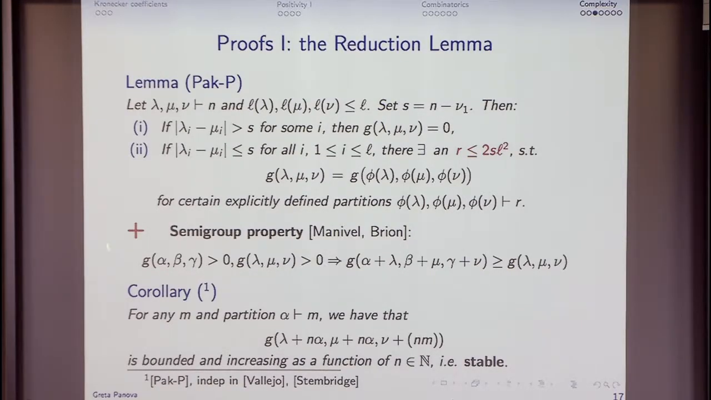And if you add again this semigroup property, the fact that you can go down also means that if you go up too much, you are going to get a constant Kronecker coefficient. So you can translate this statement in terms of what's now called generalized stability. If you add multiples of a partition to two of the partitions and a long row, then eventually this stabilizes, so it becomes constant. And this was.